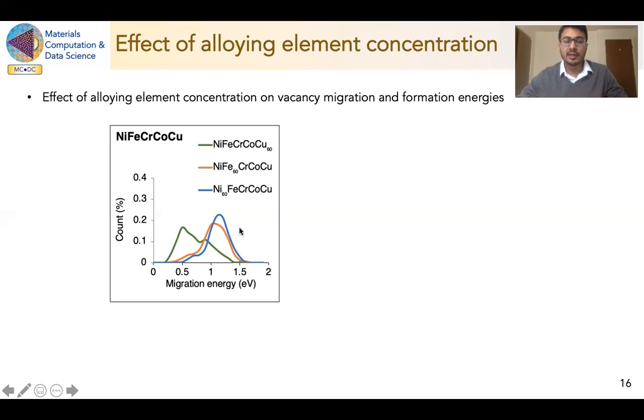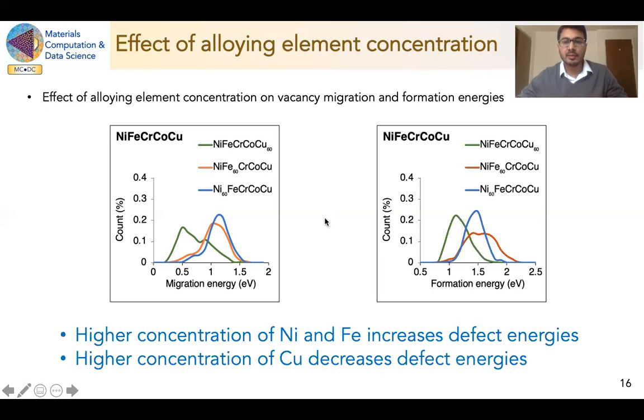So this is showing that a higher concentration of nickel and iron increases the migration energies, whereas a higher concentration of copper decreases the migration energies. Similarly, for the formation energy case, we observe the same scenario, that iron and nickel increase the formation energies, whereas copper decreases the formation energies. So these results help us understand how diffusion kinetics happen in these concentrated alloys.